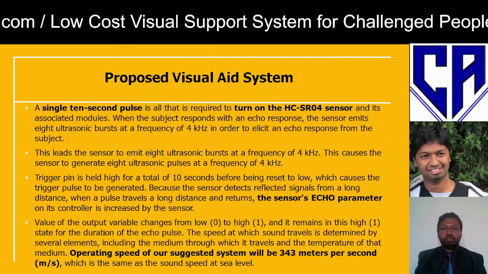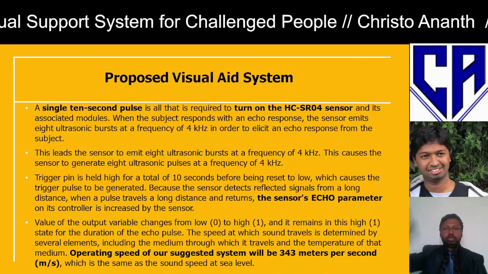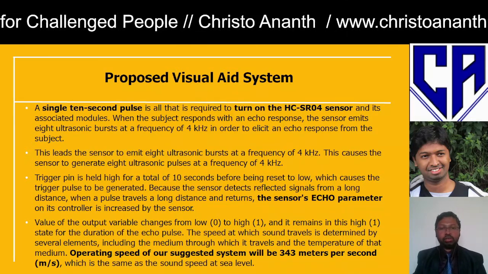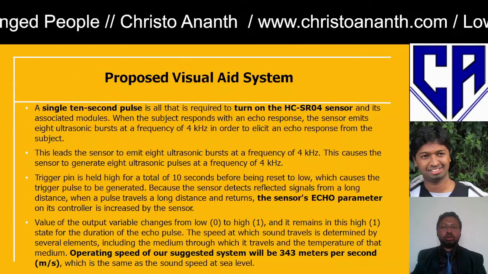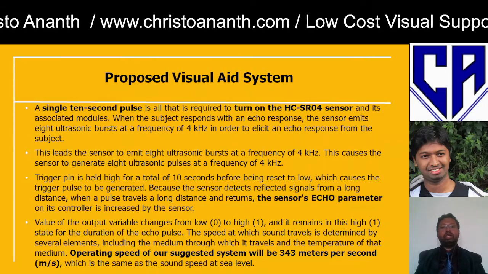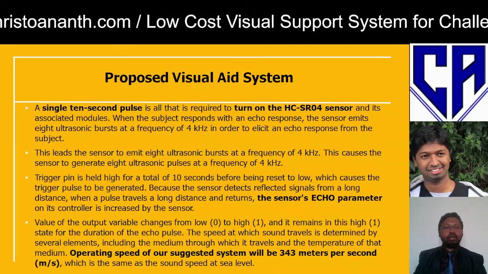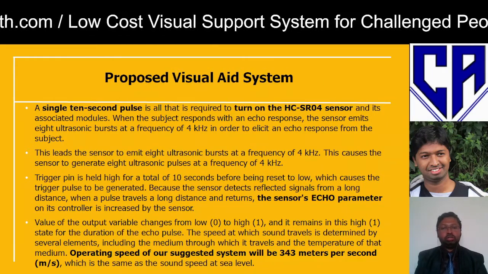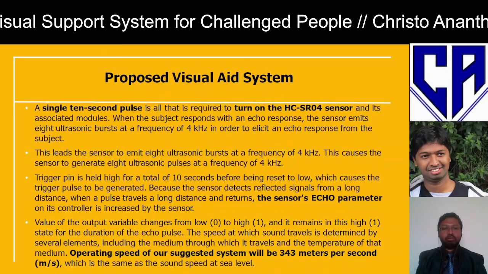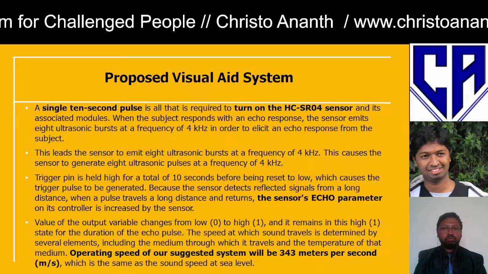So here the value of the output variable changes from 0 to high, that's 1, and it's going to remain 1, the high state, for a duration of the echo pulse. So the speed at which the sound travels is determined by several elements. Maybe we have the medium where we tend to conduct this experiment, and also the temperature of that medium. So the operating speed will be like 343 meters per second, which is the same as that of the sound speed at sea level.